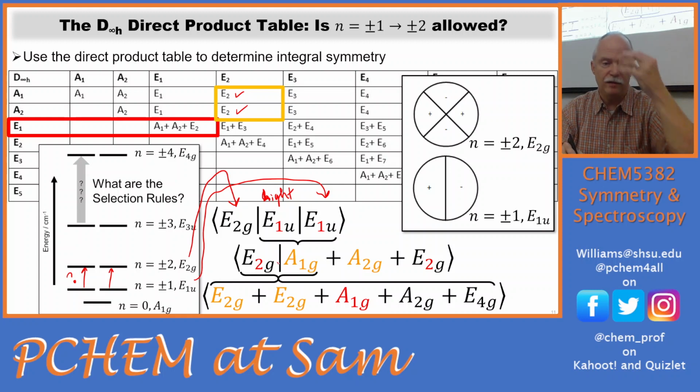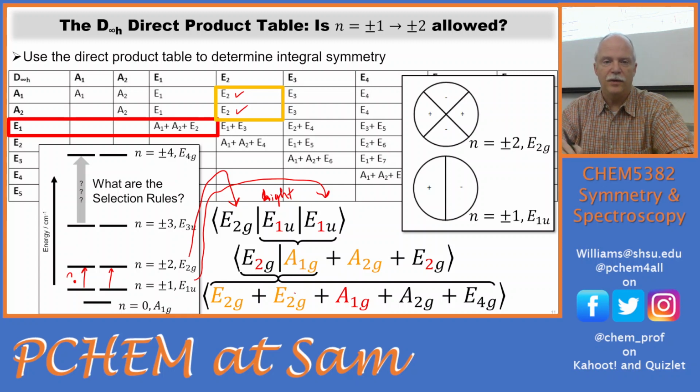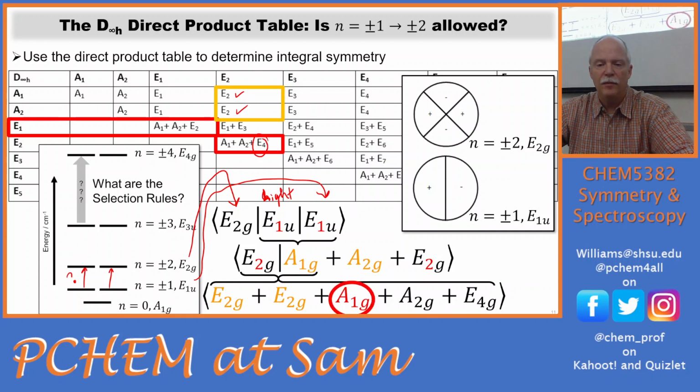And then it's g times g, so we have g. And then lastly, we have E2 times itself. So that's where we get A1, A2, and E4. That 4 comes from this one right here. So you just work your way through the direct product table and come up with your sums. And then because this has A1g in it, it's not equal to 0, so that's an allowed transition. Fantastic.